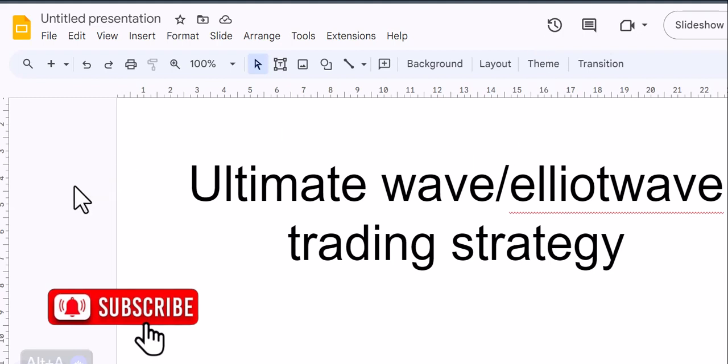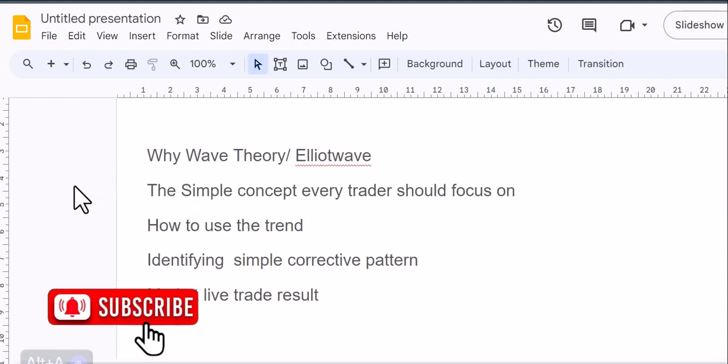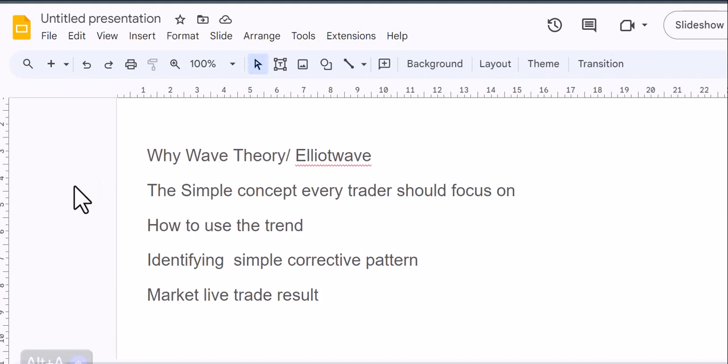All right, so what you are going to learn today is, number one, why wave theory, or Elliott wave, and why I decided to choose this after many years of trial and error. And secondly, the simple concept that every trader should focus on. You see, most people are overanalyzing the market, and that's why they say that overanalysis will ultimately lead to paralysis of the market.